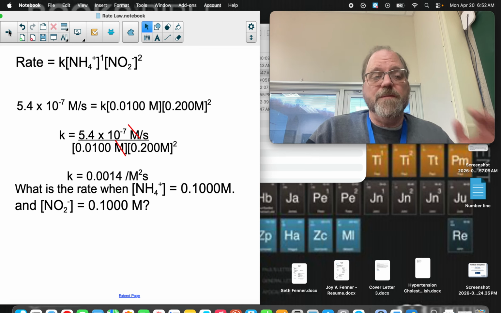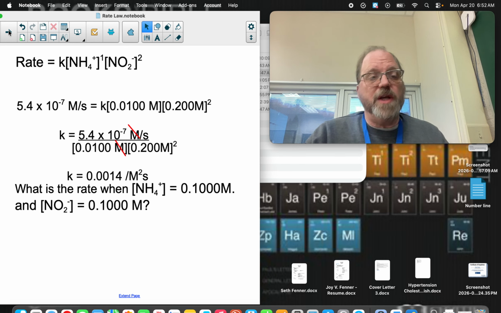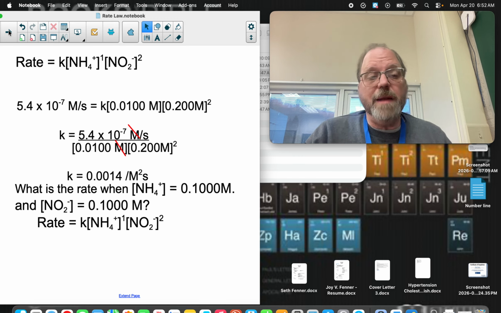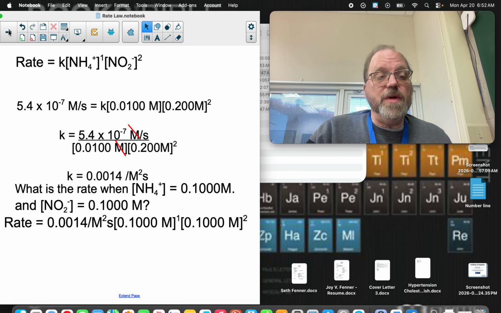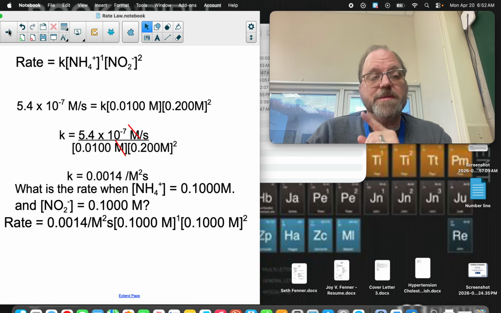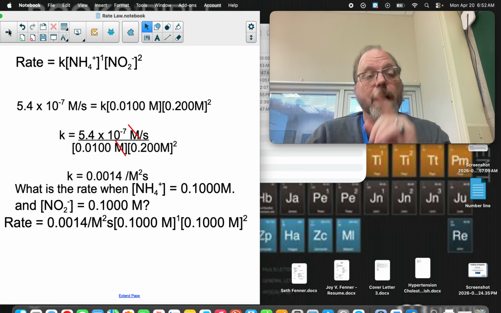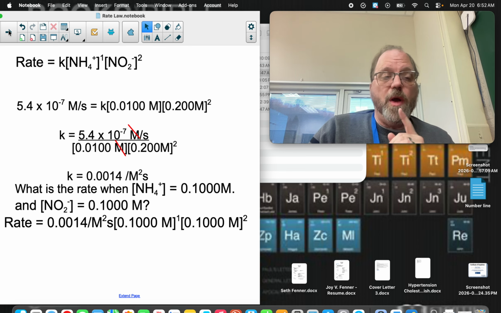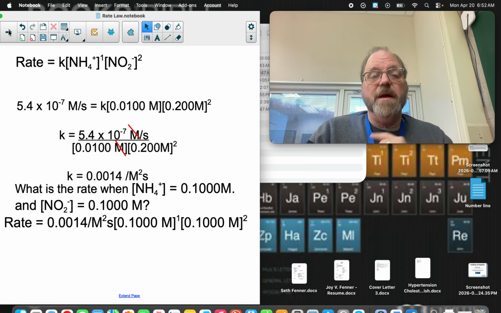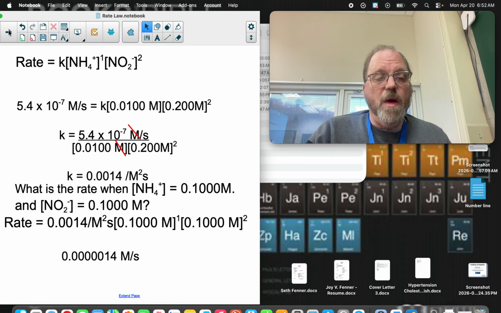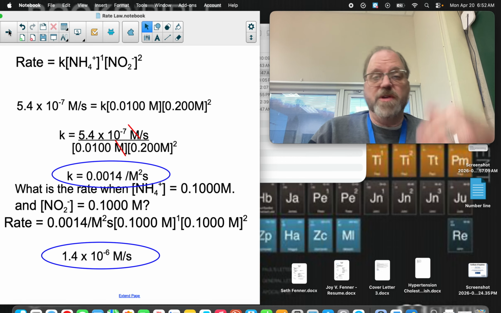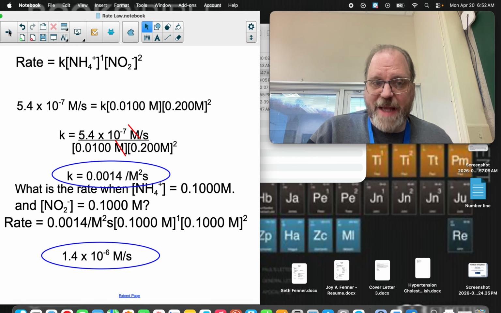We're going to use that to find the rate at specific concentrations. So we'll take our expression again, plug our k in, and plug in the concentrations that we know. When we do, 0.0014 per molar squared second times 0.1000 molar to the first times 0.100 molar squared. When we plug that in, you should get 0.000014 molar per second, or 1.4 times 10 to the minus 6 molar per second. Those are our answers. All right, makes sense?